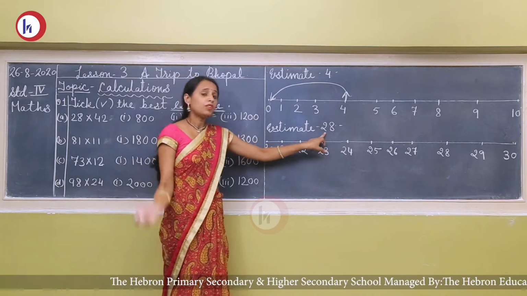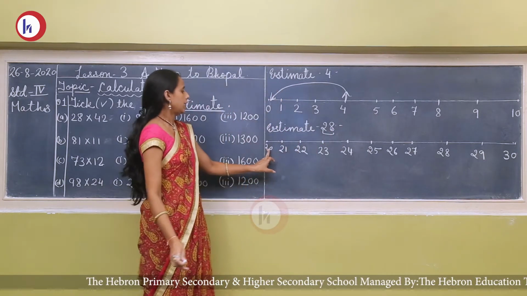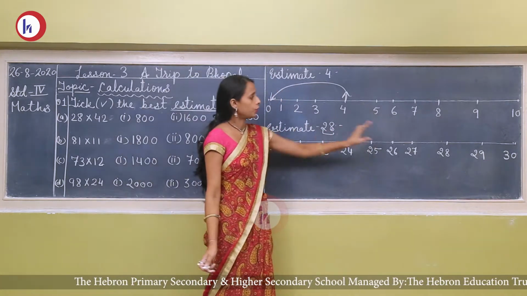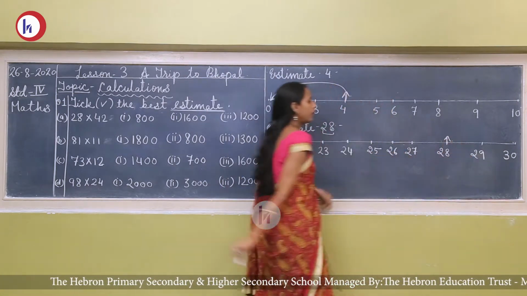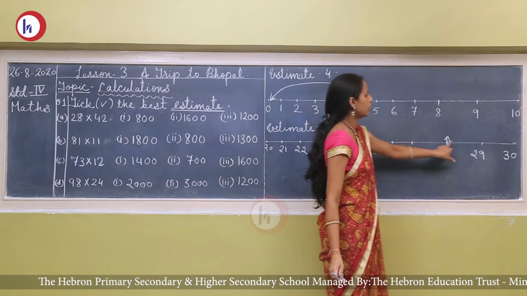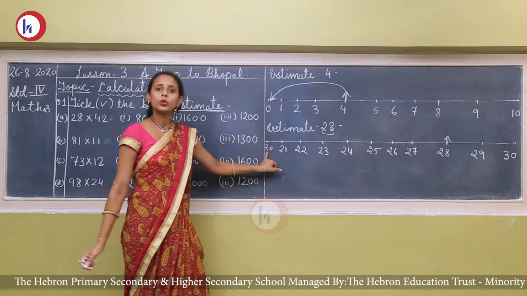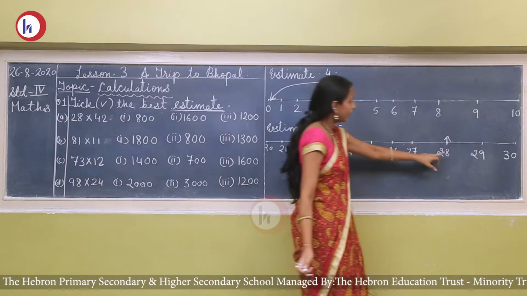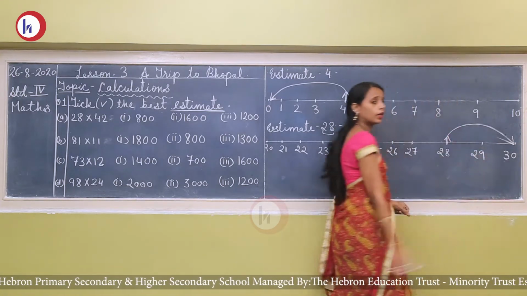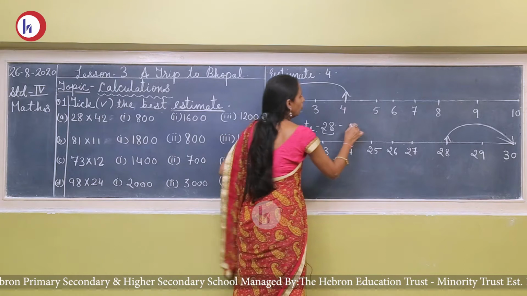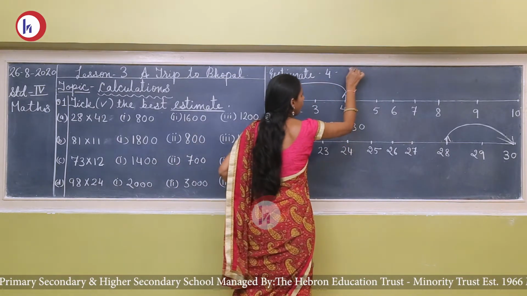Okay. Then if the number is in 2 digits, see here the number is from 20 to 30. 28 is on the number line here. Is 28 closer to 30 or closer to 20? We can see 28 is closer to 30, so it will be estimated by 30. So 28 will be estimated by 30 and 4 is estimated by 0.